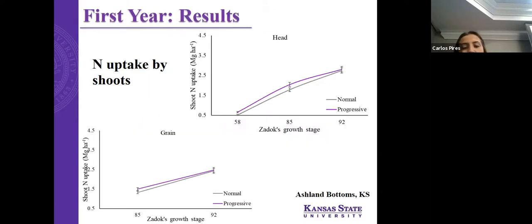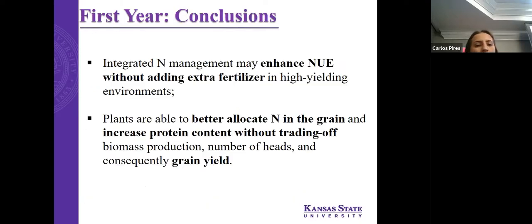And sorry, just this result is for Ashland Bottoms, like I said, because we didn't go ahead for Hutchinson. We don't have results for plant nitrogen in Hutchinson.